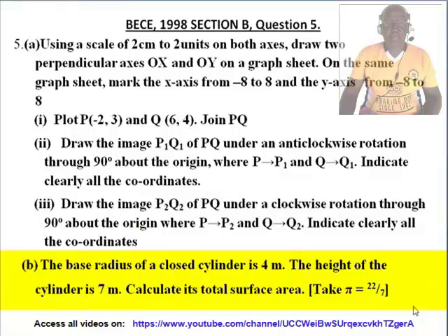5b. The base radius of a closed cylinder is 4 meters. The height of the cylinder is 7 meters. Calculate its total surface area. Take π equal to 22/7.